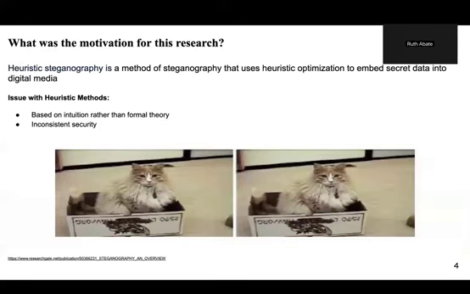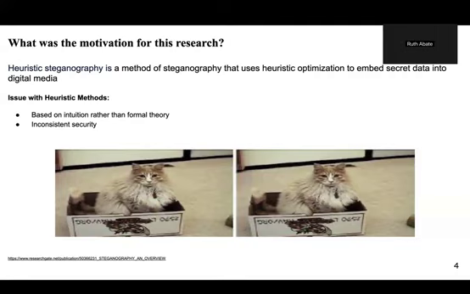Existing side-informed steganography techniques are largely heuristic. Heuristic steganography is a technique that relies on heuristic optimization, essentially trial and error methods, to decide where and how to embed secret data in an image. It's intuition-based, meaning it's not based on strict mathematical theory, but rather on what seems to work best at the time. This makes it flexible, but also introduces serious weaknesses.